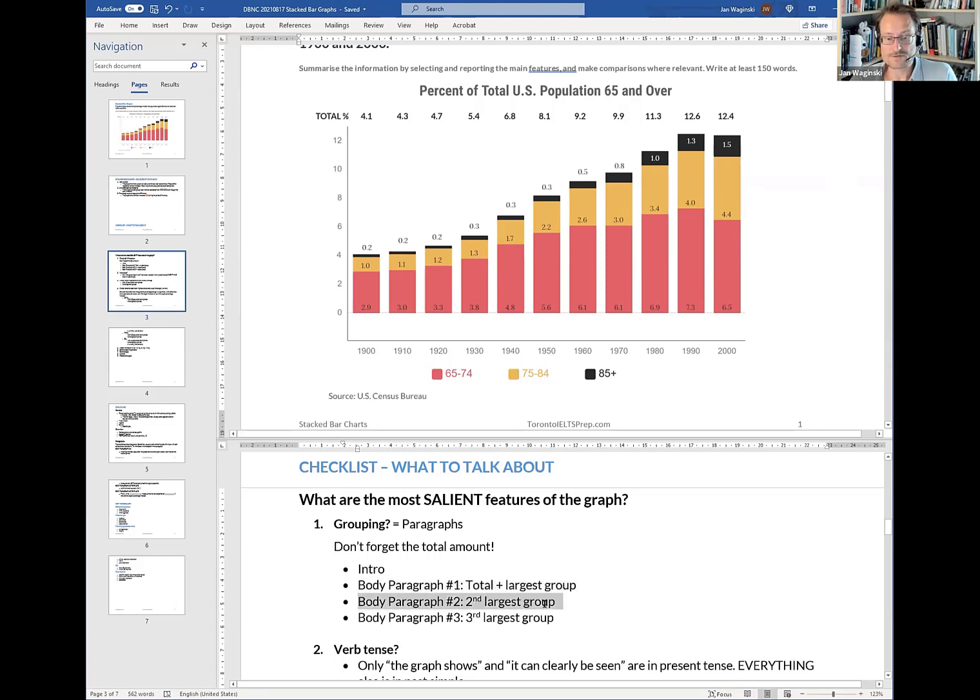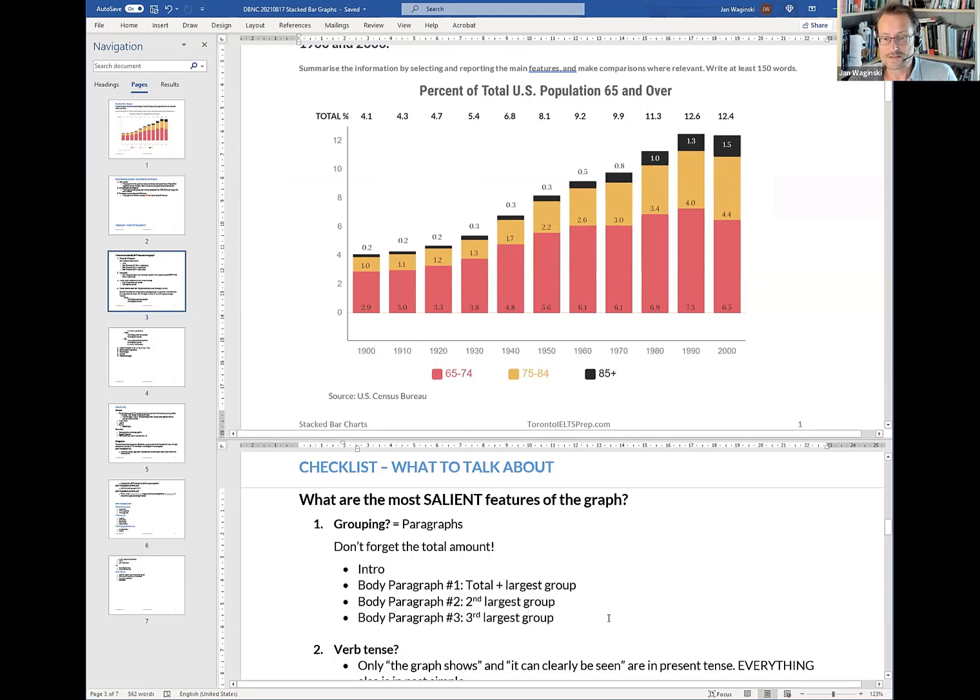Logically, body paragraph 2 would be the second largest group, the 75 to 84-year-olds, and then body paragraph 3 would be the third largest group, the 85-plus-year-olds. Okay. Next thing we want to consider is what verb tense do we need to use for this kind of description.